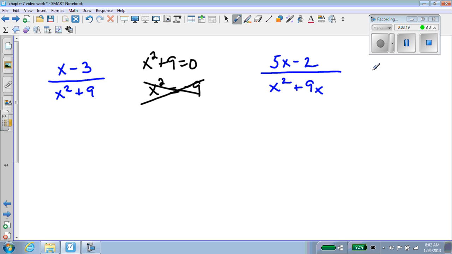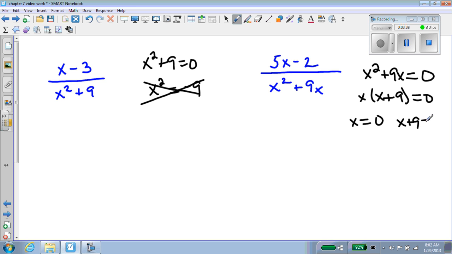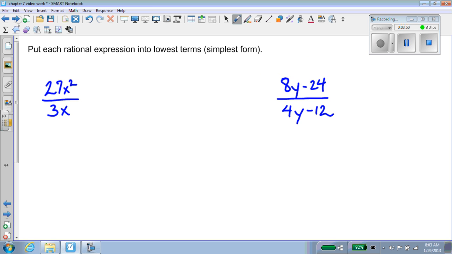Okay, let's go again. What about x squared plus 9x equals 0? Well, I do have a factoring strategy for that: greatest common factor. x times x plus 9 equals 0. So x equals 0, or x plus 9 equals 0, so that's x equals 0, or x equals negative 9. Okay, so those are the techniques that I use for finding where a rational expression is undefined.